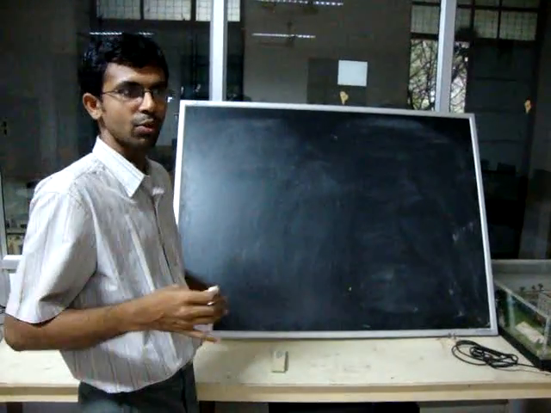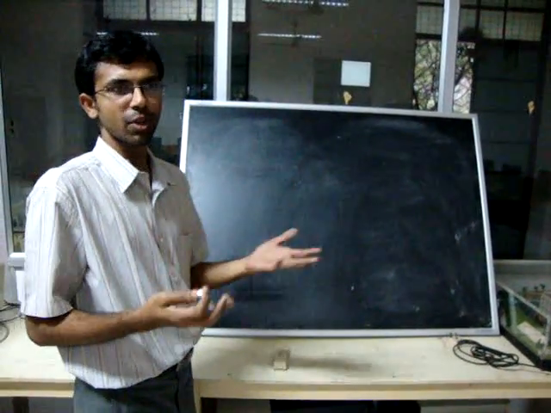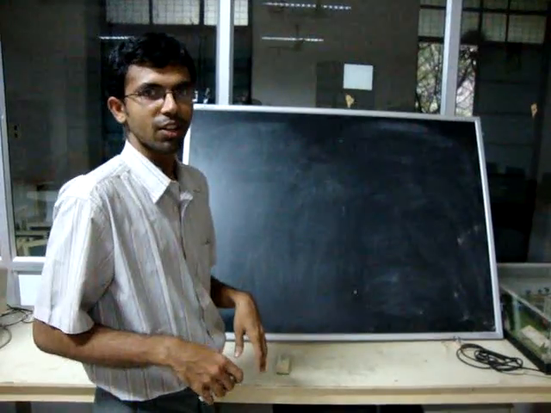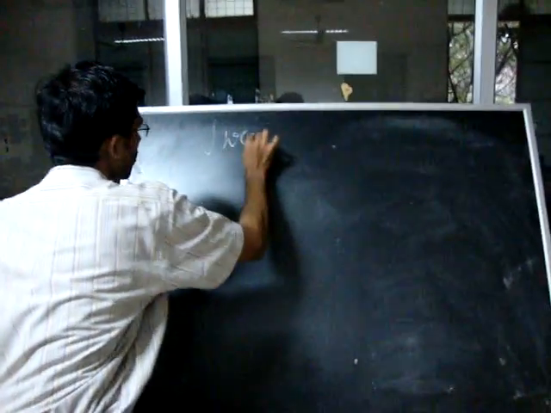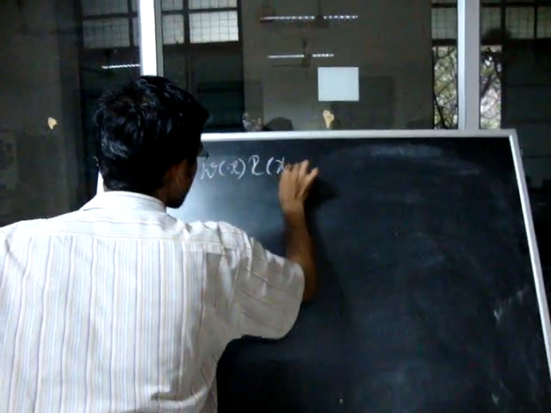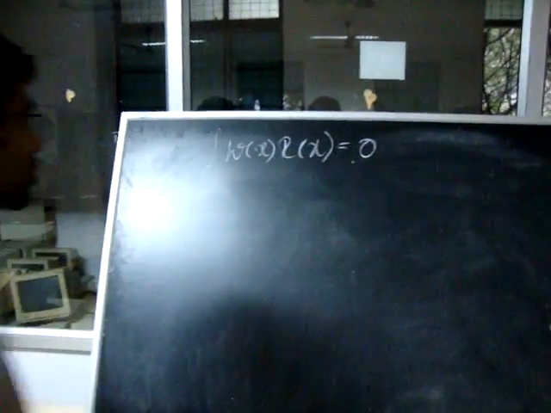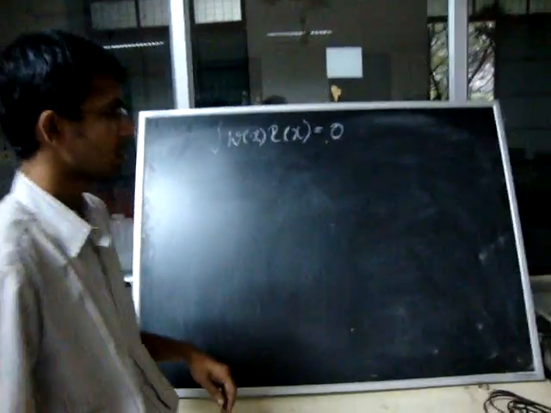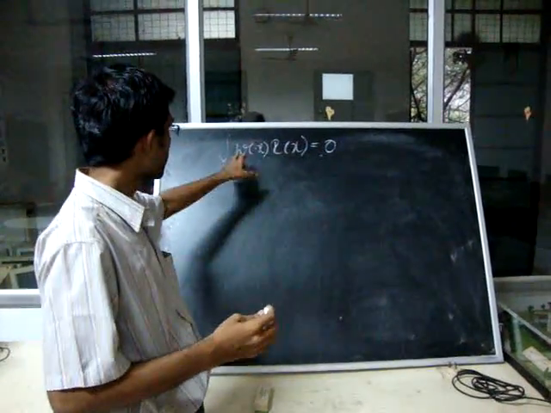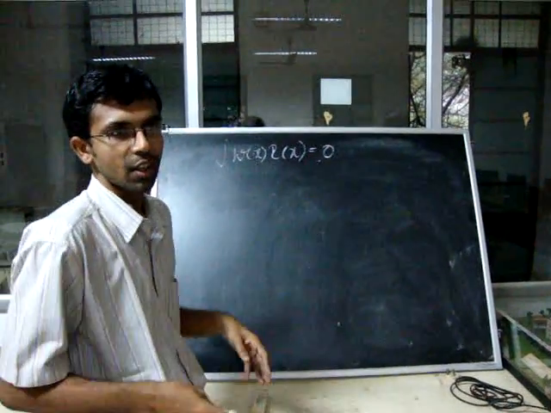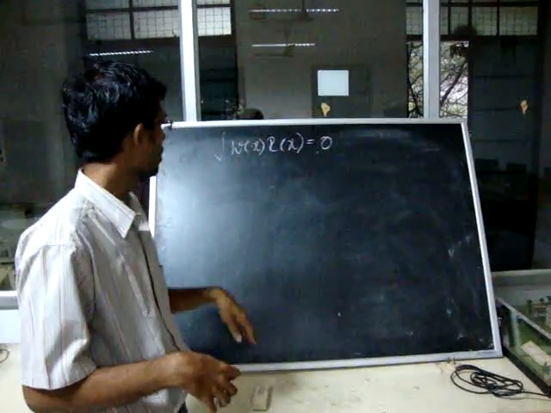So in this lecture I wish to derive the weak formulation for the weighted residual statement. The weighted residual statement is integral of W(x) R(x) = 0. In this statement we wish to make the summation of the product of weight and residue 0 over the domain over which I perform integration.